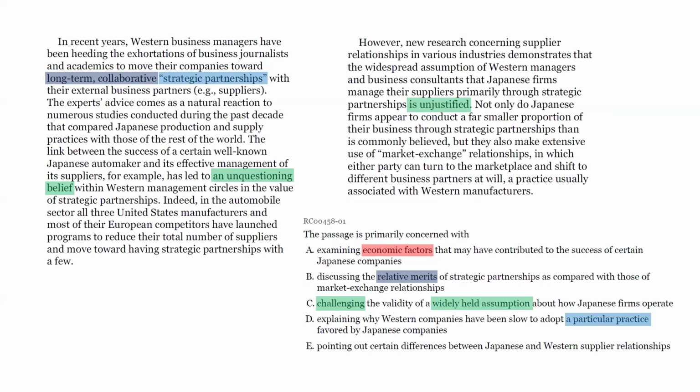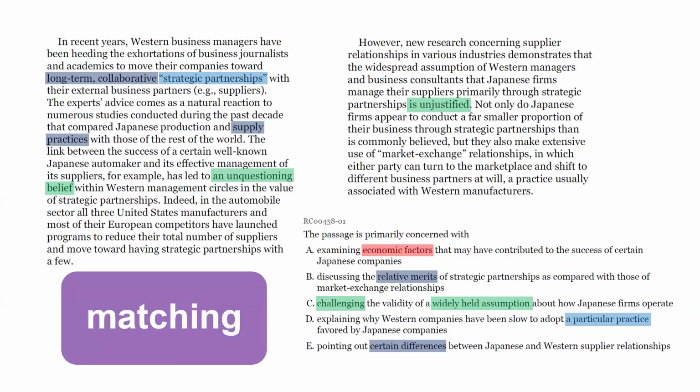Answer E mentions certain differences, and I can see one, something about supply practices, this difference between strategic partnerships and market exchange relationships. However, that's only one difference, and this is where I can be very precise. If an answer mentions certain differences, plural, I must be able to find two or more differences in the passage. I call this technique matching, and it's very useful not only for general questions, but for other reading comprehension question types too. To conclude, here's what we explored.